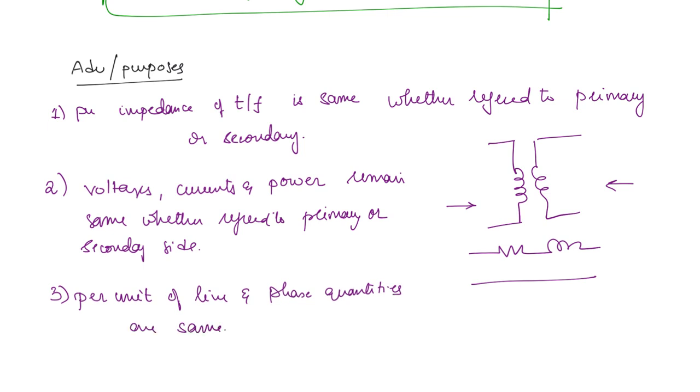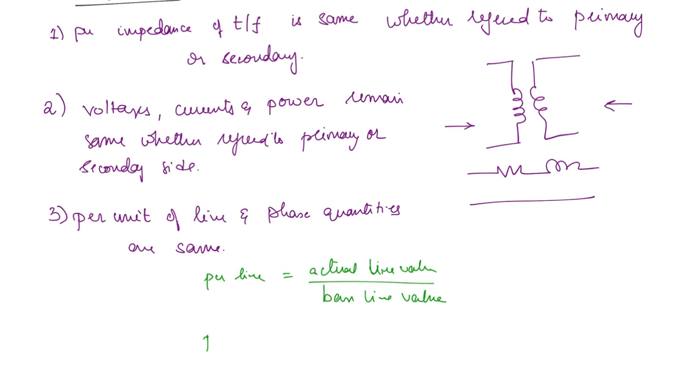So what will this be? The advantage of this is we don't have to worry anymore about whether it is a line quantity or a phase quantity. So why is this the case? When you are taking, let us say, the per unit line value, this will be equal to the actual line value divided by the base line value. Now let us say you want to find out the per unit of the phase. So what will this be? Actual phase value divided by base phase value.